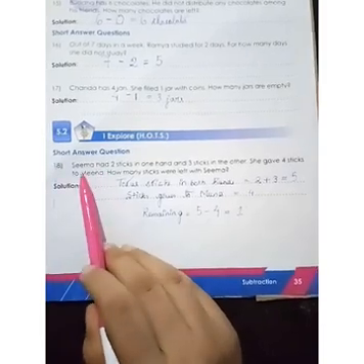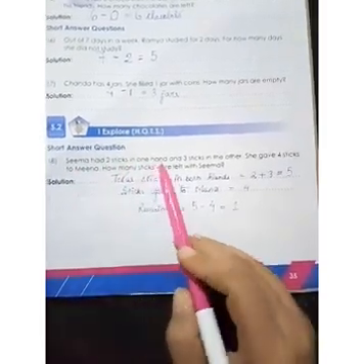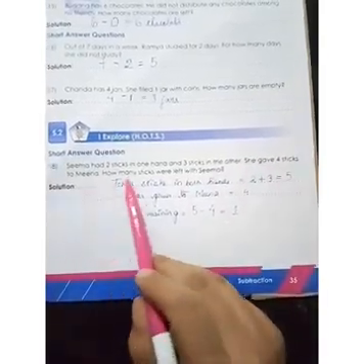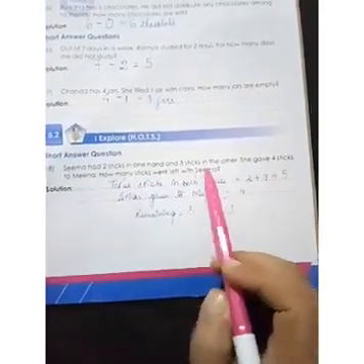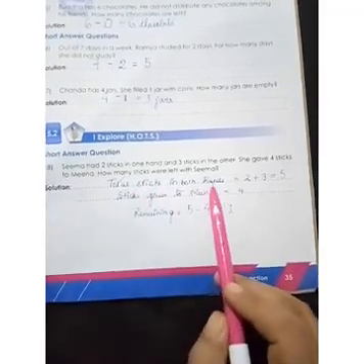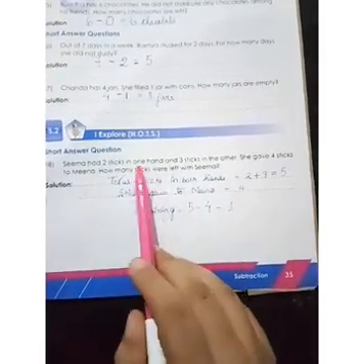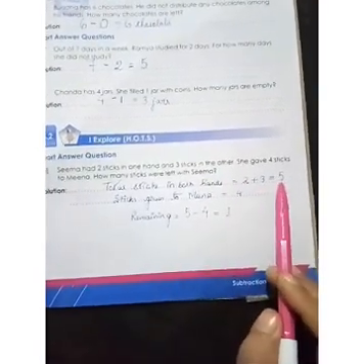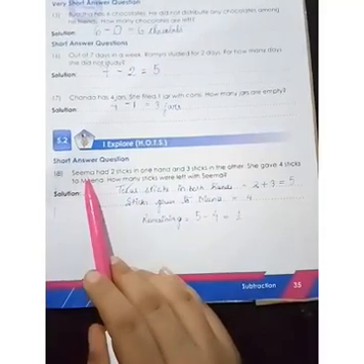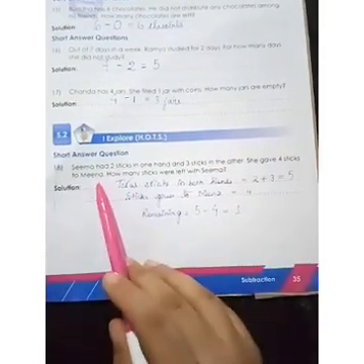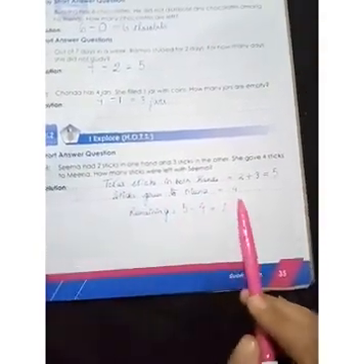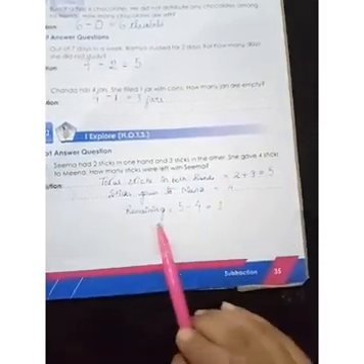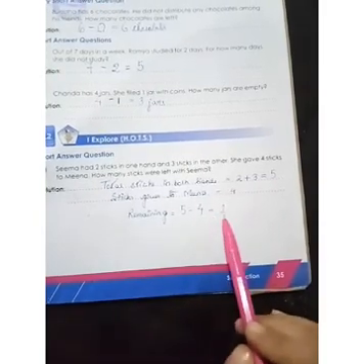Question number 18 is, Seema had 2 sticks in one hand and 3 sticks in the other. She gave 4 sticks to Meena. How many sticks were left with Seema? Okay, so total sticks in both hands. So Seema has sticks in both the hands. Okay, one hand and the other also. So 2 plus 3 equals to 5. After the total, Seema has given 4 sticks to Meena. Okay, so how many she has given? 4. And then we have to find how many sticks are left with Seema. So 5 minus 4 equals to 1.